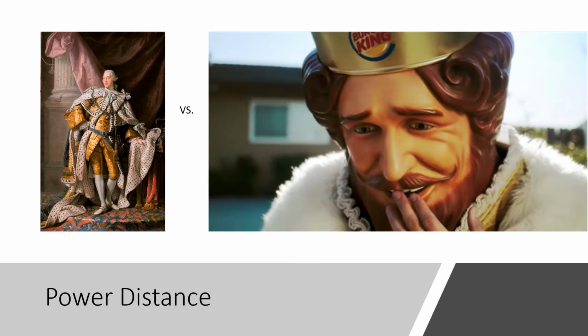So first is power distance. Power distance is defined as the extent to which less powerful members within a country accept that power is distributed unequally. A low power distance society is modeled by Burger King because you can have it your way, and a high power distance society is like King George III, where you're going to be getting a lot of taxation without representation. Up next is individualism.